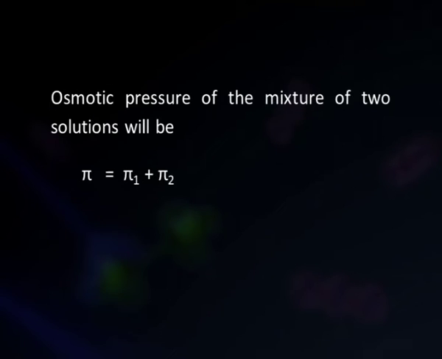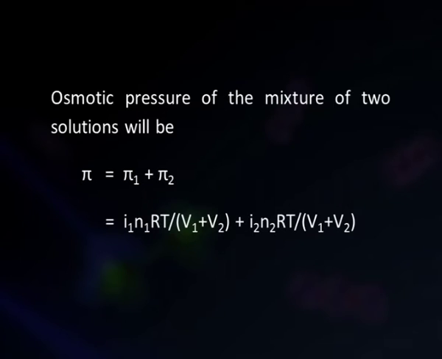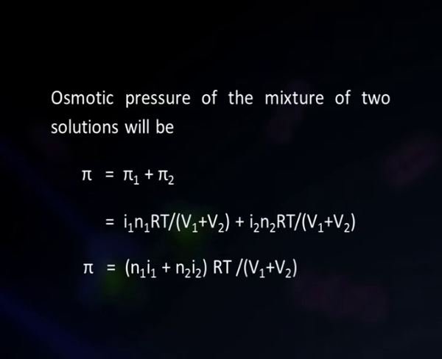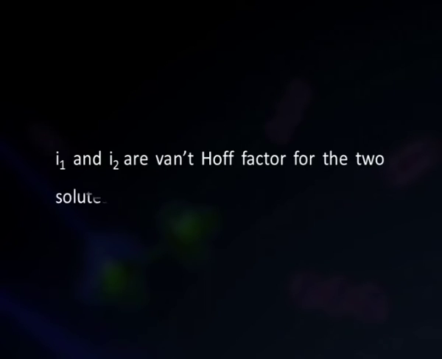Now the resultant π, that is the resultant osmotic pressure, will be equal to i1 n1 RT upon the total volume, that is V1 plus V2, plus i2 n2 RT upon the total volume, that is V1 plus V2. Or we can say the resultant osmotic pressure will be equal to (n1 i1 plus n2 i2) into RT upon the total volume, that is V1 plus V2. Here i1 and i2 are the van 't Hoff factors for the first and second solutes.